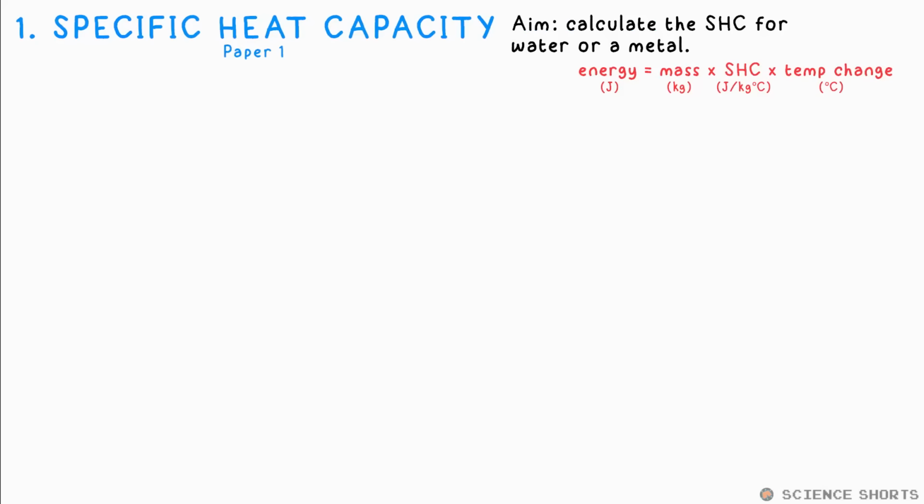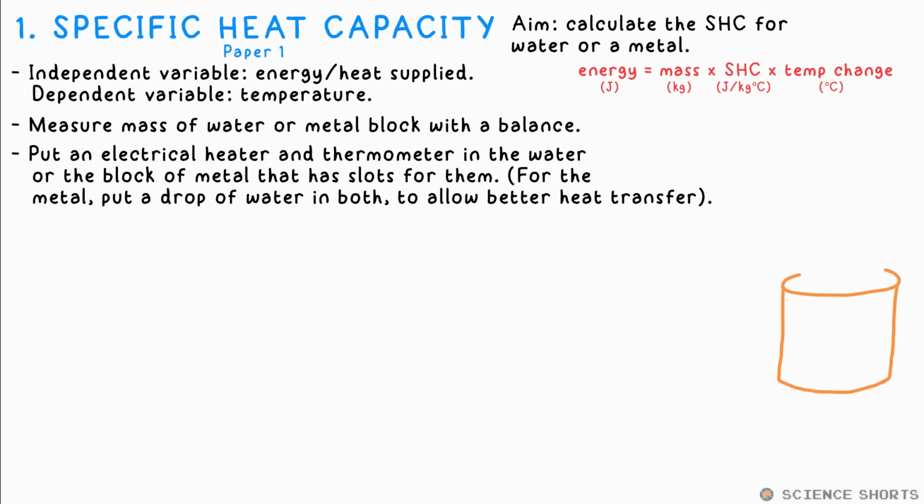Let's go. Physics 1. Specific heat capacity. Every material or substance has its own SHC. It tells us how much energy is needed to raise the temperature of 1 kilogram of the stuff by 1 degree C. We can find this for water or metals by inserting an electrical heater into a beaker of water or a block of metal if it has a slot for it.